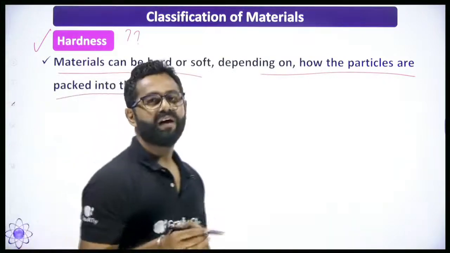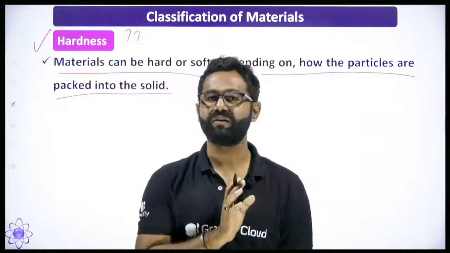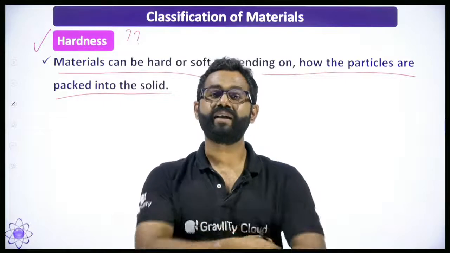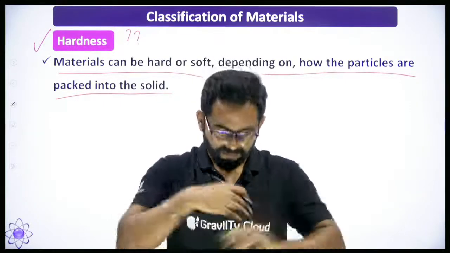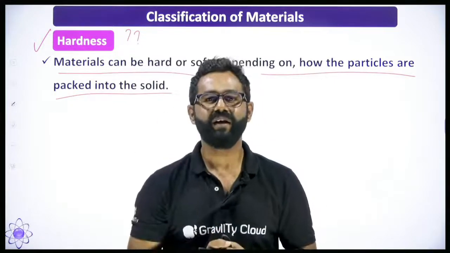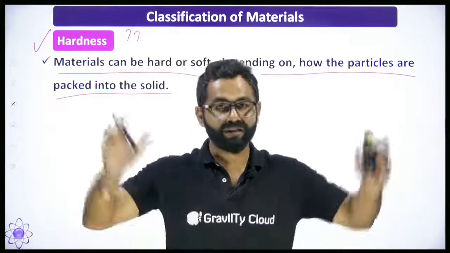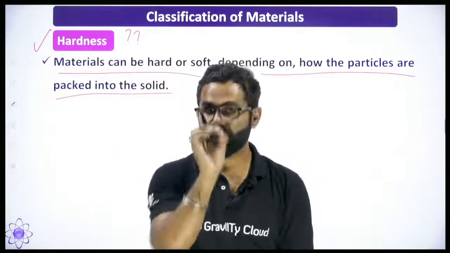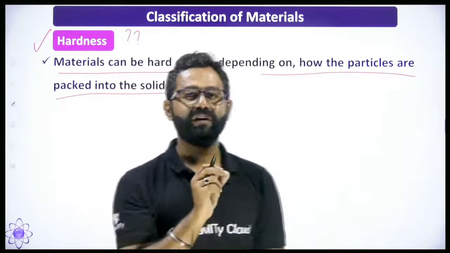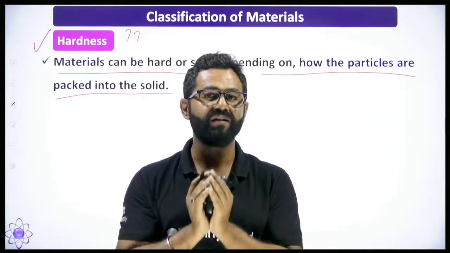See, every metal, every particle, or we can say every solid around us is made up of particles, right? If I take this big piece of ice and break it, what will happen? It will form small pieces. That means that big piece of ice is made up of small pieces, right? So how these small pieces are packed together, the hardness depends upon that.